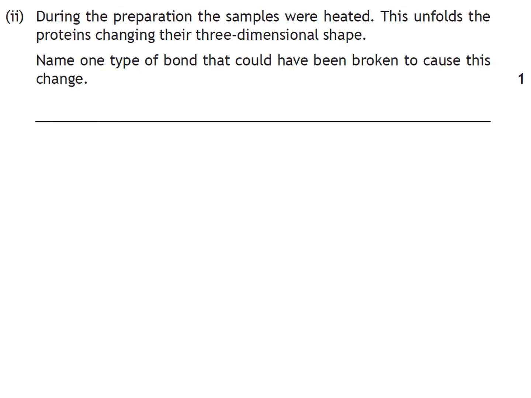Okay, during the preparation the samples were heated. This unfolds the proteins, changing their 3-dimensional shape. Name 1 type of bond that could have been broken to cause this change. Right, now if you're doing chemistry you might know more of these, but the one that you're expected to know would be hydrogen bonds. So hydrogen bonds, you also have ionics, you have hydrophobic interactions, so you could go for hydrophobic.